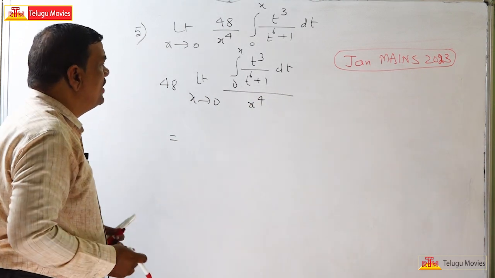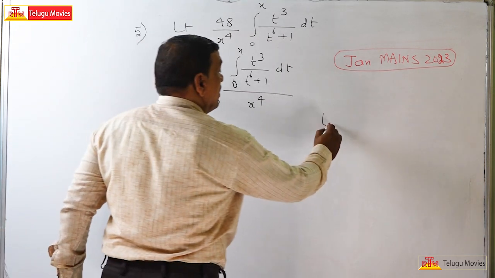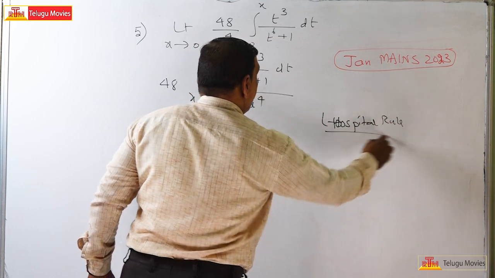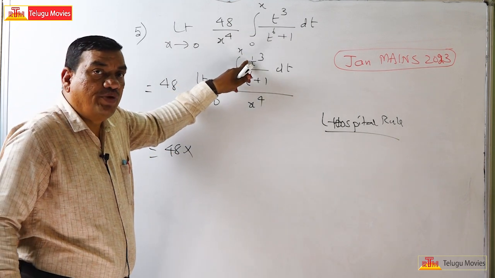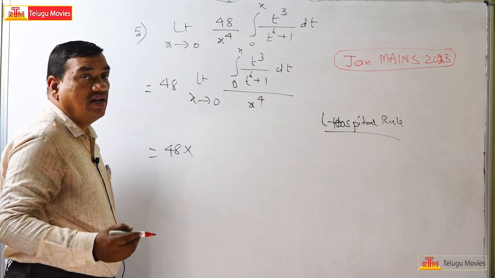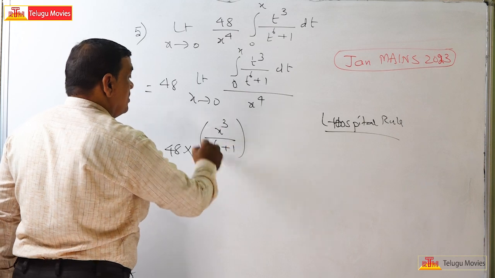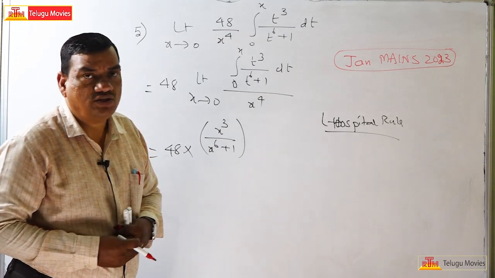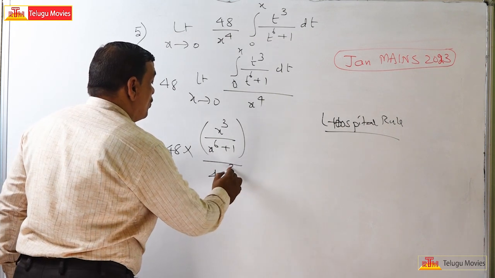Now after taking 48 common outside, let us apply L'Hospital rule. Now differentiate the numerator and denominator. What does the numerator derivative mean? We have to apply the Leibniz formula. So substitute here x cube by x power 6 plus 1 minus, x derivative is 1, minus, if you substitute 0 there, you will get 0, by x to the power of 4 derivative. So this is equal to 4x cube.